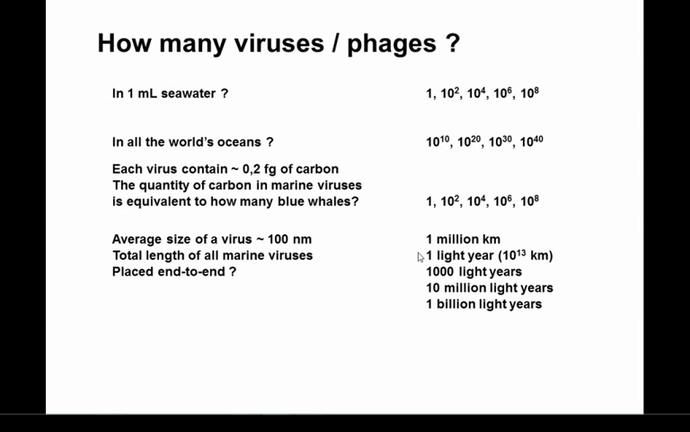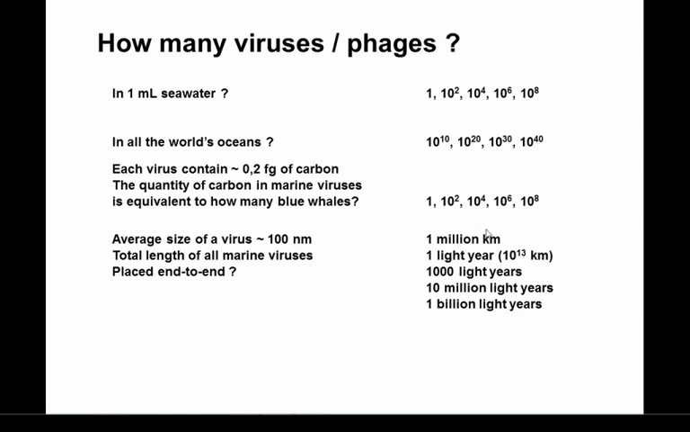1 light year. That's pretty big, right? Yeah. 1,000 light years. 10 million light years. Anybody say that? One person. 1 billion light years. Oh, it's just too huge, right? Well, apparently the correct answer is 10 million light years. That's how long they would be. That's how long it would be, this line.